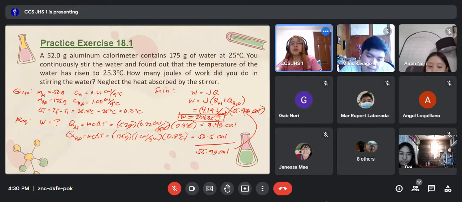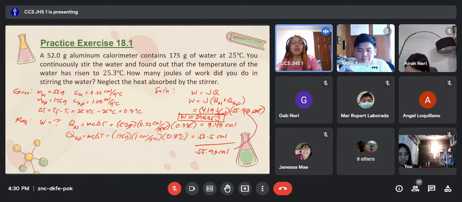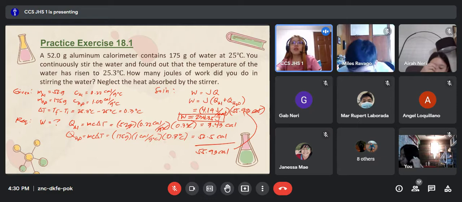Question? Hello? Okay, kindly take a screenshot so you can study it. Are there no questions? So we added the heat of aluminum and water before we multiplied it by the mechanical equivalent J.